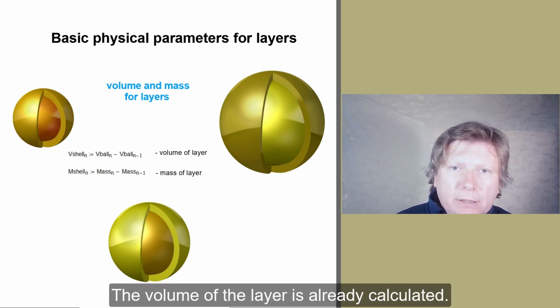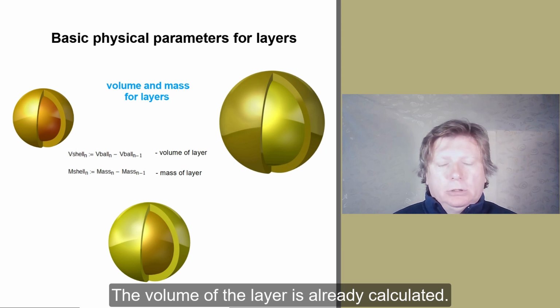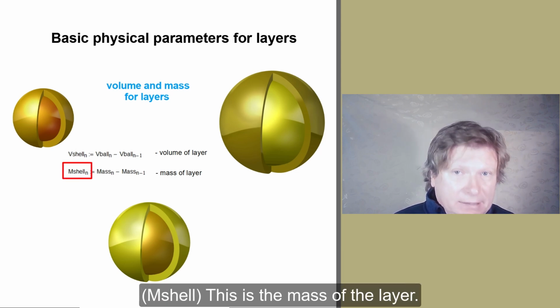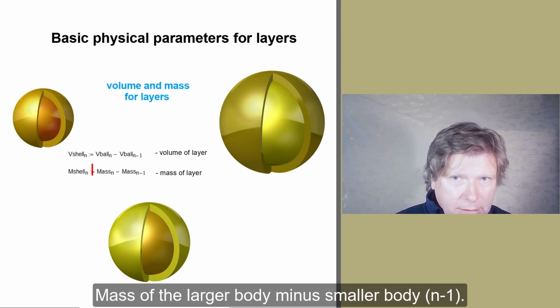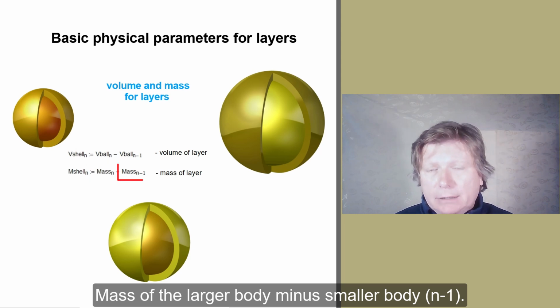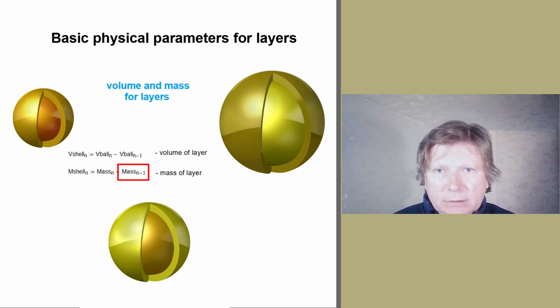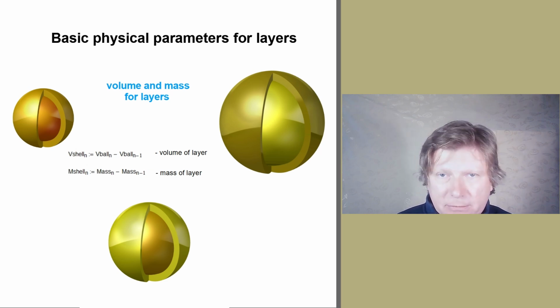And we have the volume of the layer already calculated. Similarly for the mass calculation, M shell, this is the mass of the layer: mass of the larger body minus smaller body, N minus 1. On the same principle, we calculate the masses and volumes for the layers.